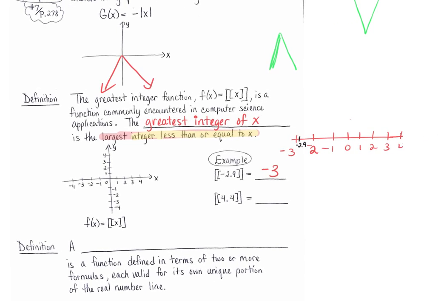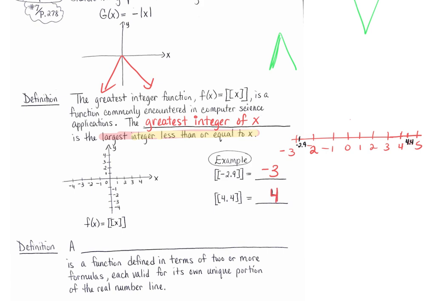If you have 4.4, what is the largest integer less than or equal to 4.4? 4. Good. Remember, you're choosing the largest integer that's less than or equal to that. The fact that it's less than means you have to go to the left of it, not to the right. Does that make sense? Okay, so you get 4 here. You get 4 here.